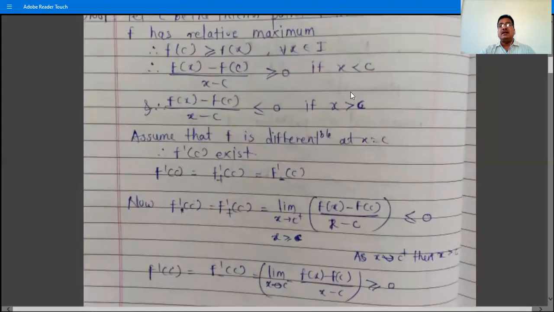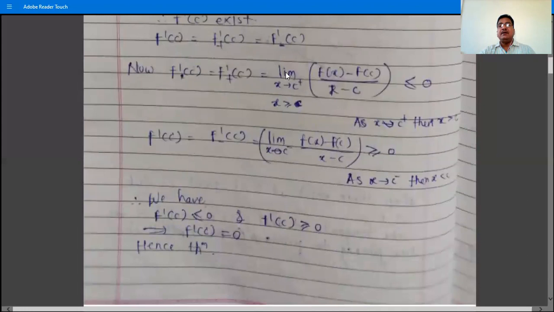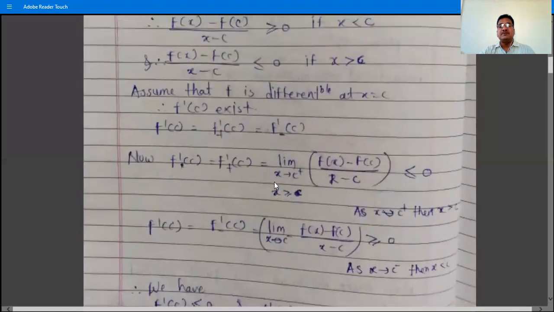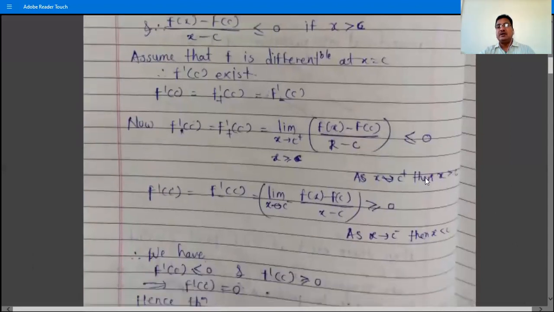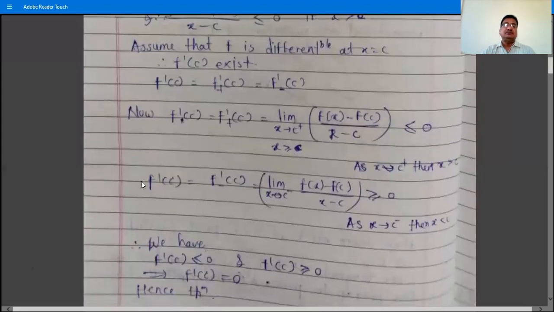And if x is greater than c, then (f(x) - f(c)) / (x - c) is negative, so its limit is less than or equal to 0, because x tends to c+ means x is greater than c, and so this quantity is negative, less than or equal to 0, and therefore its limit is also less than or equal to 0.